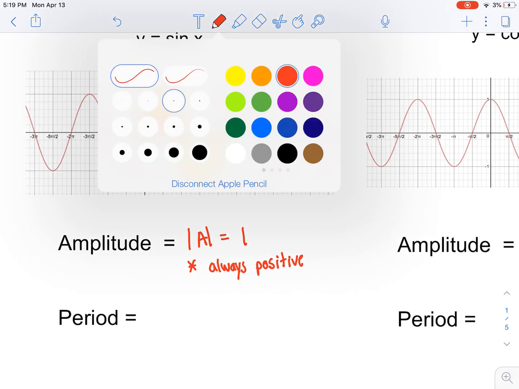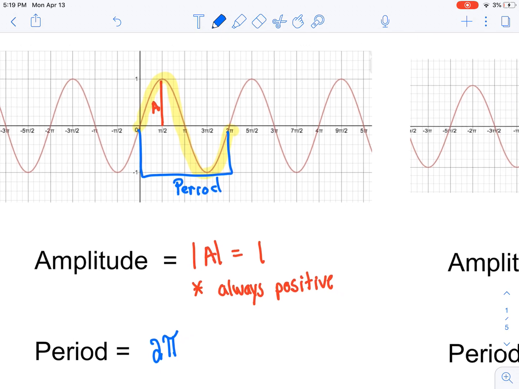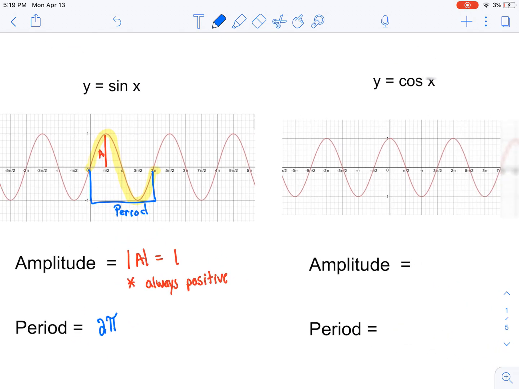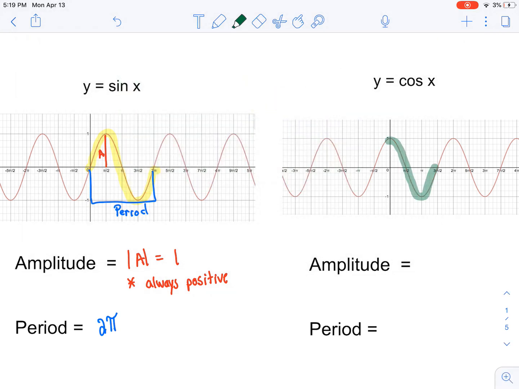Period is the length that it takes to go 1 cycle. So if I look at here, here's my period. So my period is equal to 2 pi. My cosine graph, we'll look at that. My cosine graph here is 1 cycle. My amplitude here is 1. And my period, how long it takes me to do 1 cycle, is 2 pi.